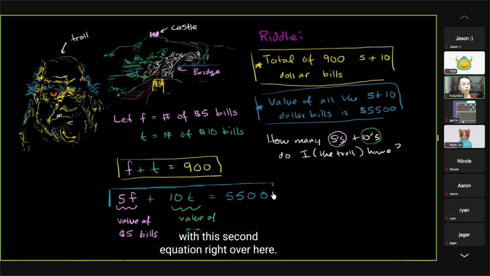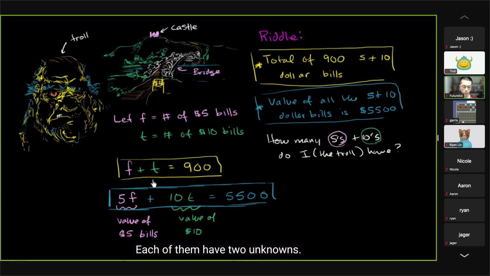So the second statement we can represent mathematically with this second equation right over here. And what we essentially have right over here, we have two equations. Each of them have two unknowns. And just using one of these equations, we can't really figure out what f and t are. You can pick a bunch of different combinations that add up to 900 here. You could pick a bunch of different combinations where if you work out all the math, you get 5,500 here. So independently, with these equations, you don't know what f and t are.